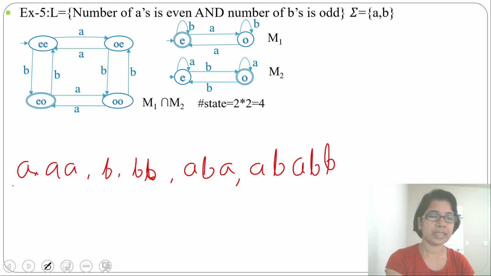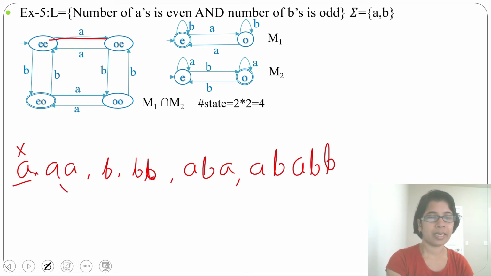Okay, now just check single A. Here the number of A is even? No, here the A length is 1 and the number of A is 1. 1 is odd. And the number of B is odd? Here no B is present, so this does not belong to the language. Now just check by A where it goes. By A it goes to the OE state, and that is non-final, so it doesn't accept.